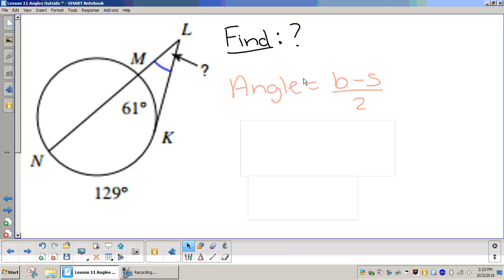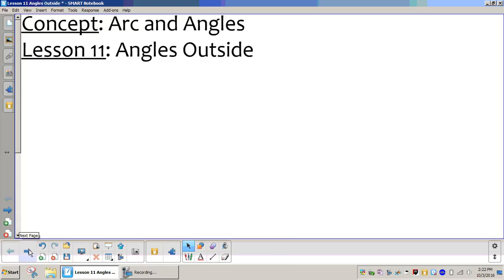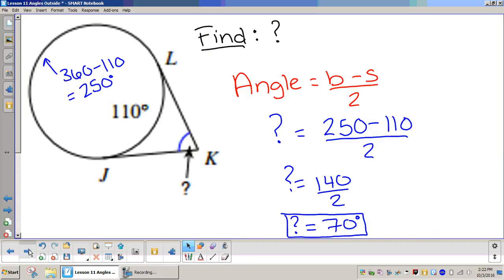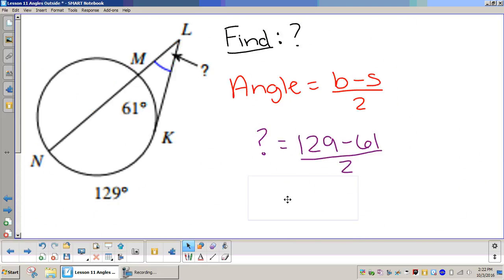So again, we're starting with the formula. The angle is equal to the big arc minus the small arc. My big arc between the secant and the tangent is 129. My small arc is 61. Whoops, sorry about that, I hit the home button. I'm plugging in. I find that the value of question mark, the angle there, angle L, is 34 degrees.